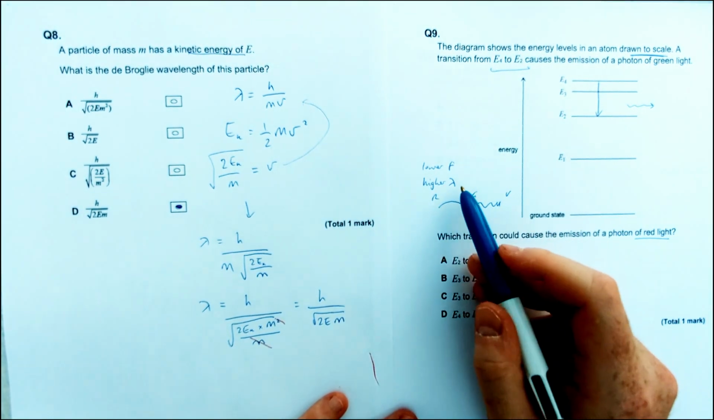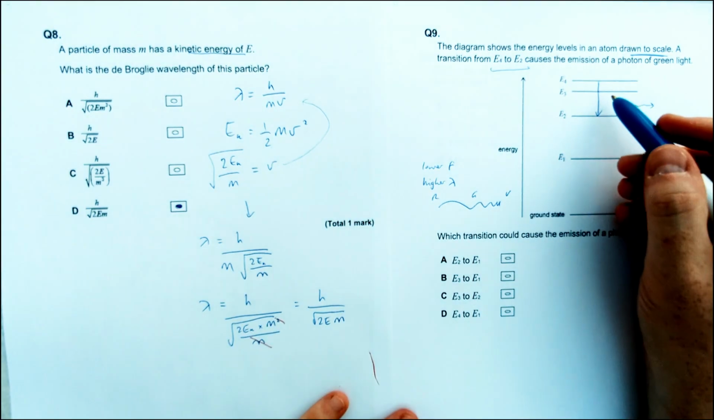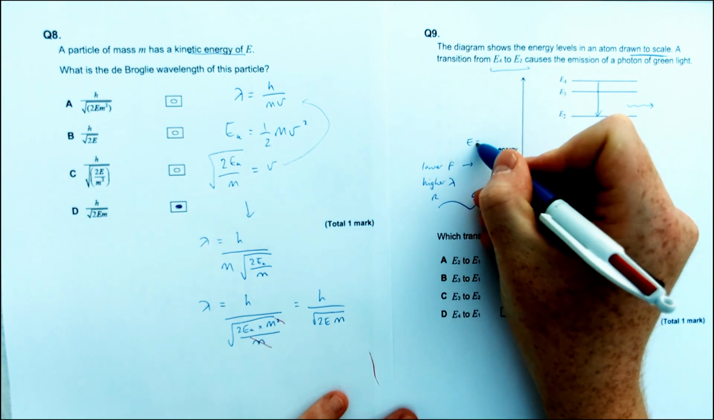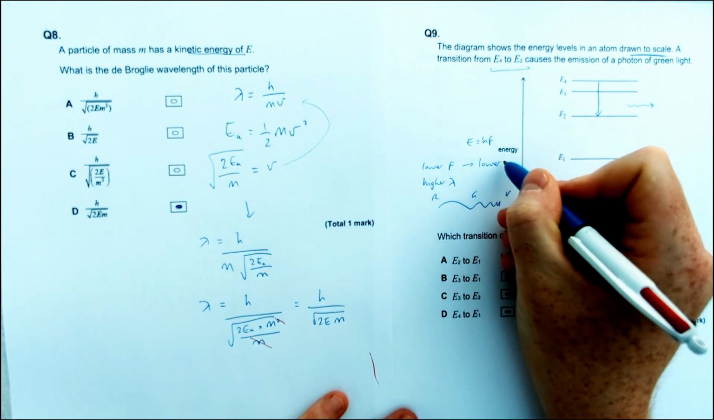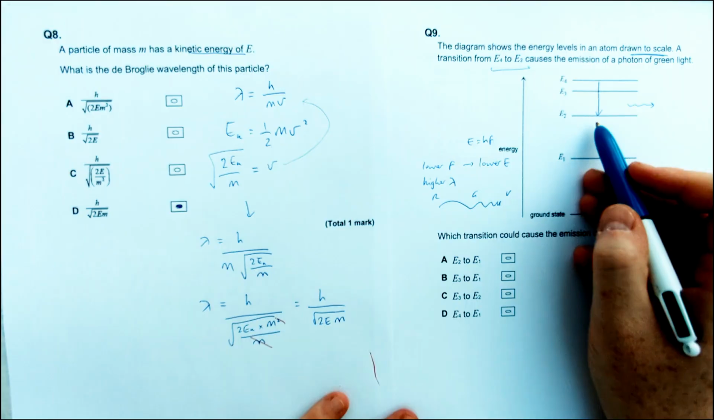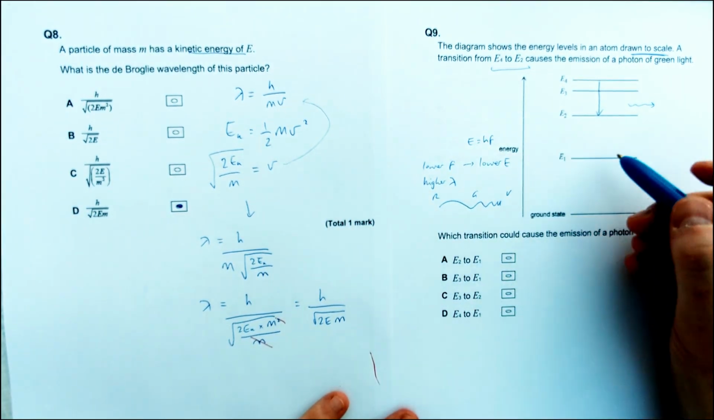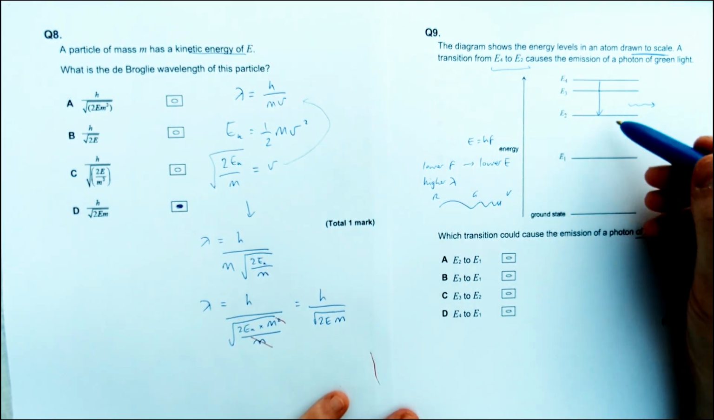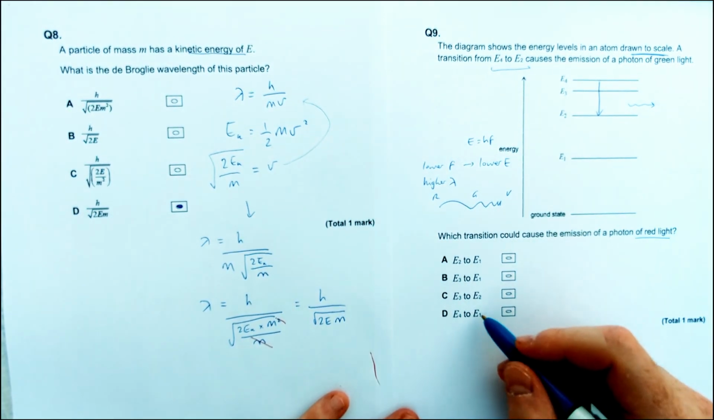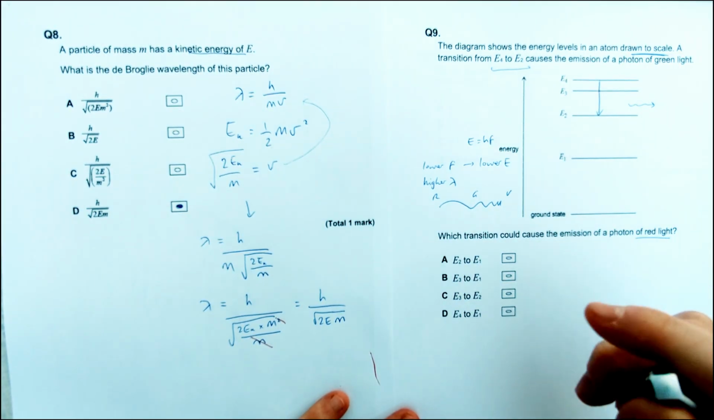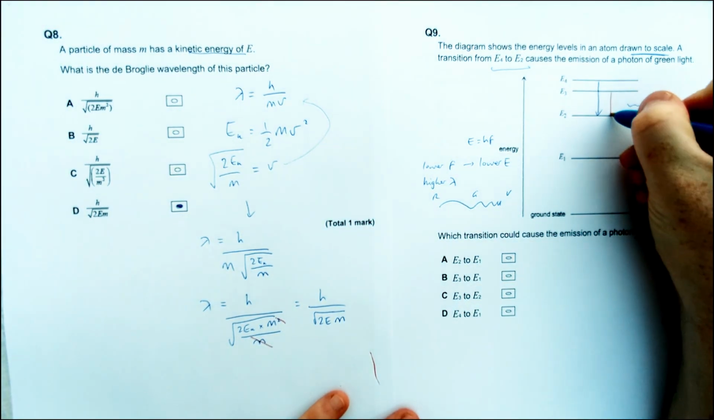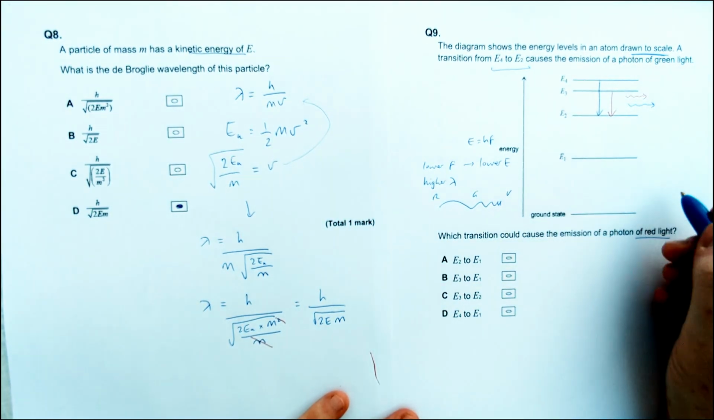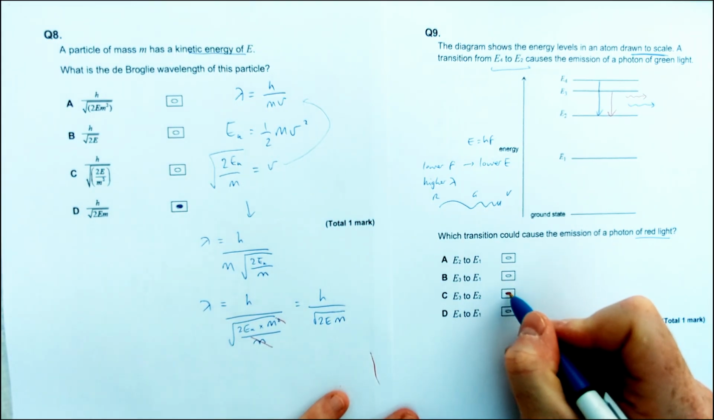Depending which way you want to look at it, I'd choose frequency personally. We've got to find a transition that has a lower frequency, and due to E equals hf, that means it has a lower energy change. You can go through the options one by one. E2 to E1 is bigger. It does say it's to scale, so it's a bit bigger. E3 to E2 is smaller, and the rest of them are bigger as well. So the correct answer is the one that's smaller than the original change, which gives a lower frequency, which is going to be our red light. So the answer to this one is E3 to E2.